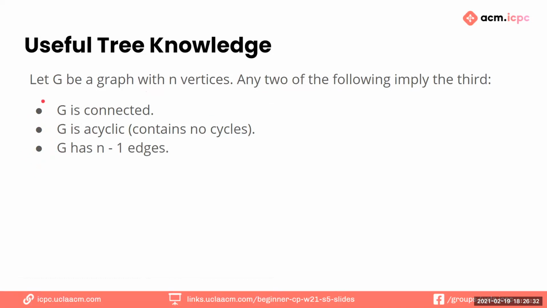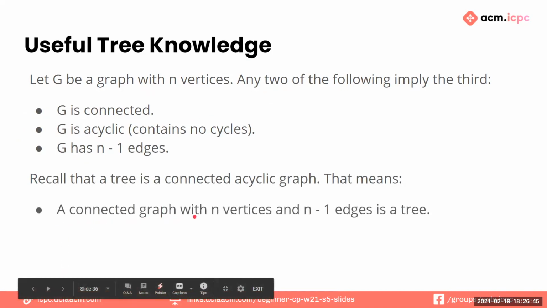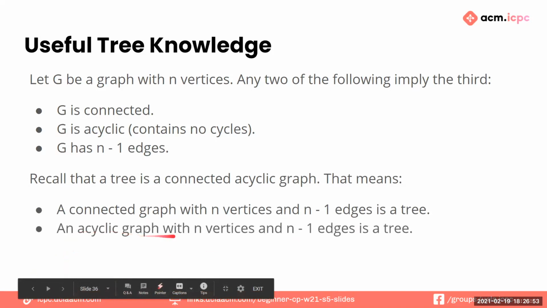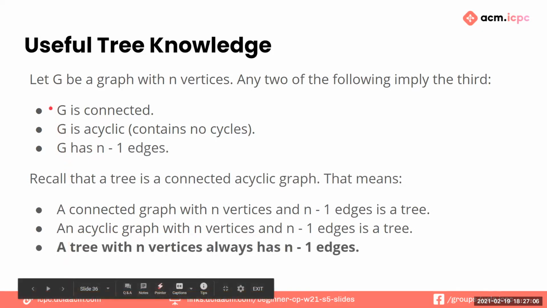which is definitely something useful that you should know about trees because, well, recall that a tree is a connected acyclic graph. So what exactly does this mean? I talked about this here. A connected graph with n vertices and n minus 1 edges is a tree since it's acyclic. An acyclic graph with n vertices and n minus 1 edges is a tree because it's connected. And probably most importantly, a tree with n vertices has n minus 1 edges because a tree is connected and acyclic. That means it has n minus 1 edges.